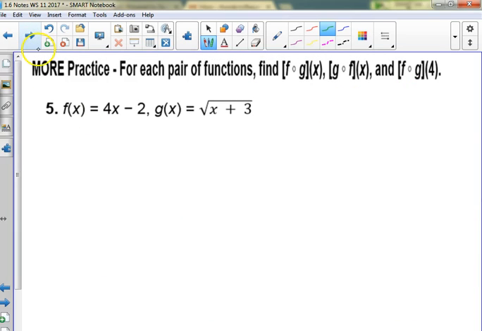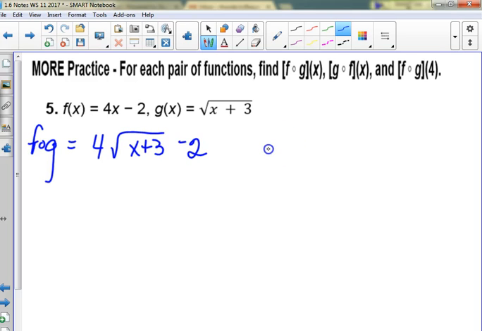Oh, joy. Okay. I'm worried about domain restrictions. Oh, okay. G into F. This reads G is being put into F, right? So we have 4 square root of x plus 3 minus 2 on the back. The domain restriction is what?